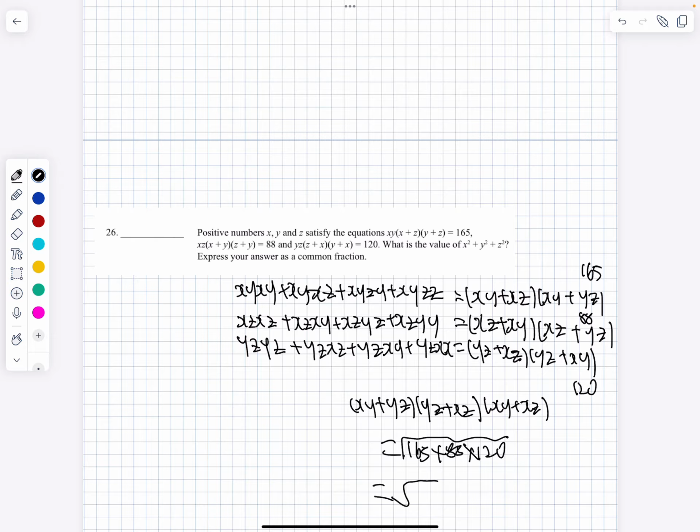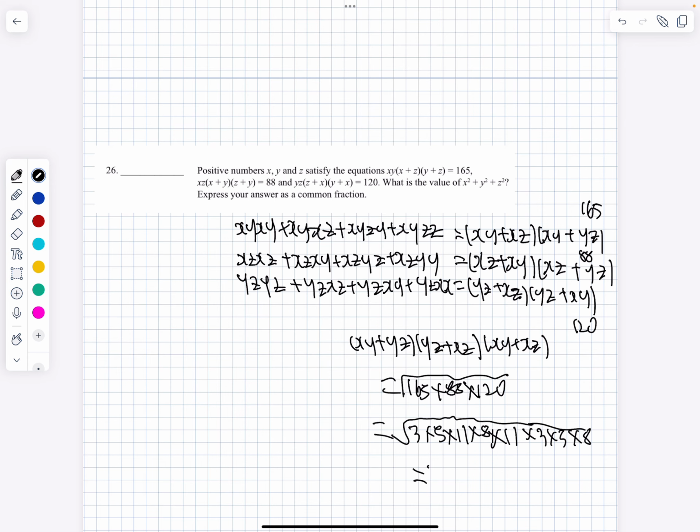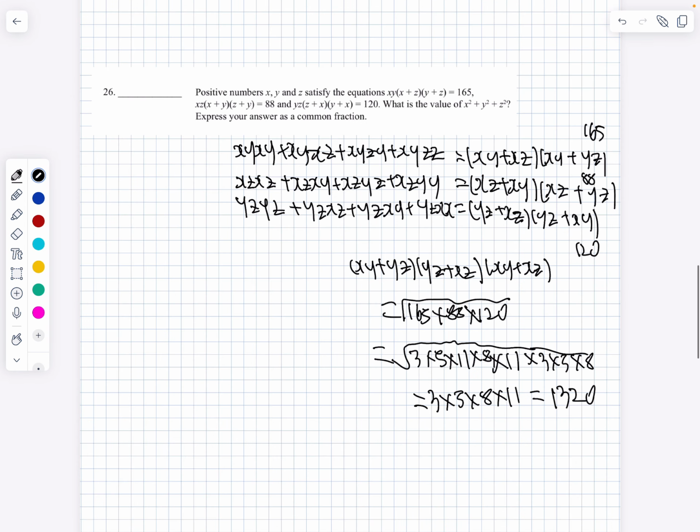And this is 3 times 5 times 11 times 8 times 11 times 3 times 5 times 8. And then this is 3 times 5 times 8 times 11, which equals 1,320. And that's the value of xy plus yz times yz plus xz times xy plus xz.